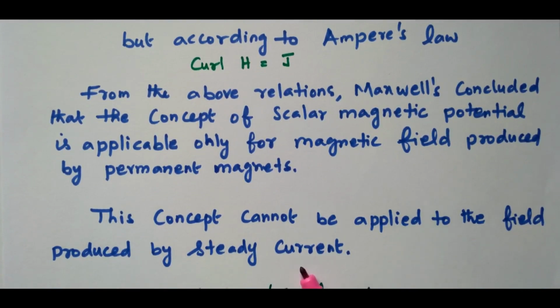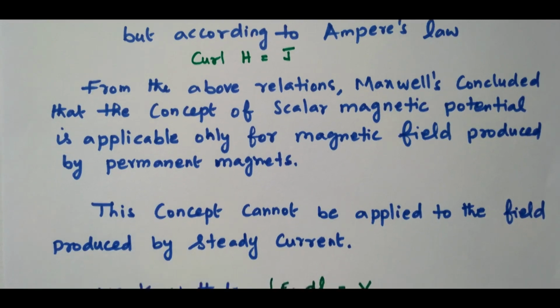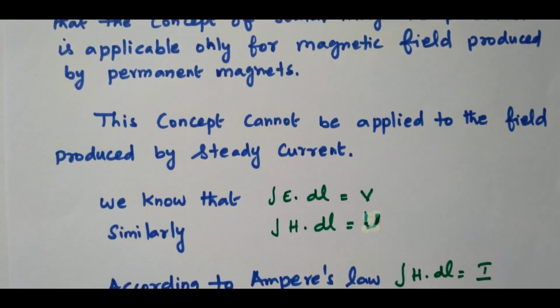It can be applied to a permanent magnet, but not to an electromagnet. It cannot be applied to an electromagnet produced by steady current. So from that, what can we conclude?